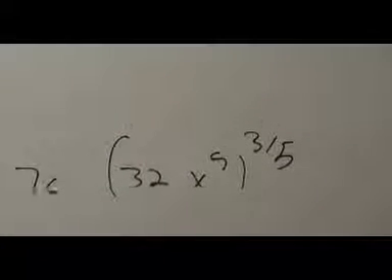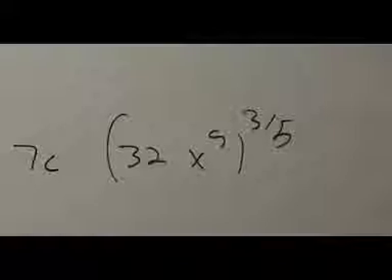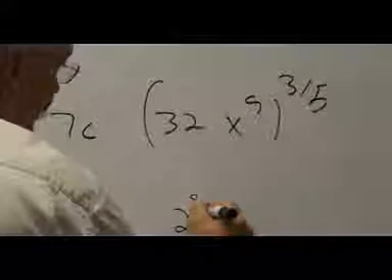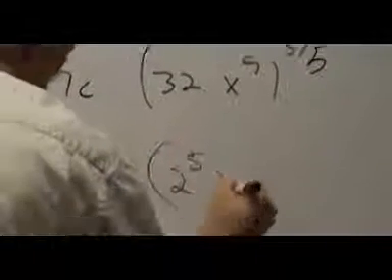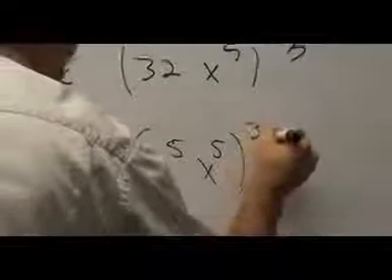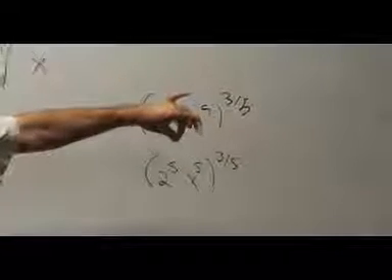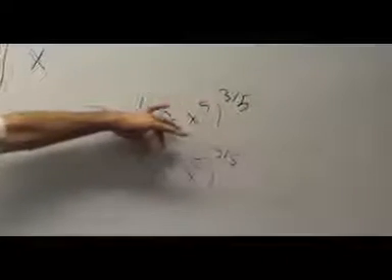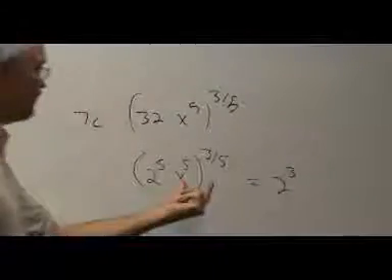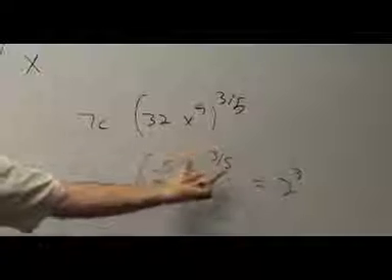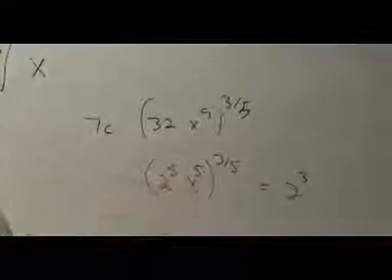32 is 2 to the 5th. So this is 2 to the 5th, x to the 5th, all to the 3/5. And we're not going to have to turn it back to the radical because it's going to cancel. When we multiply 3/5 times 2 to the 5th, the 5's cancel, and we get 2 to the 3rd. When we do x to the 5th times 3/5, the 5's cancel. We get x to the third.